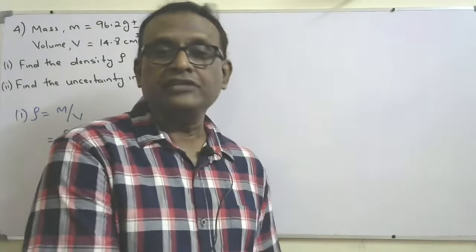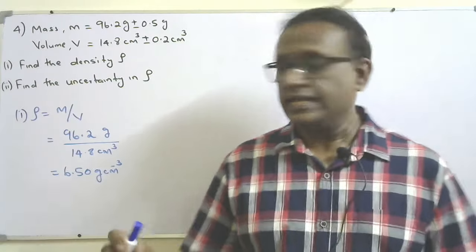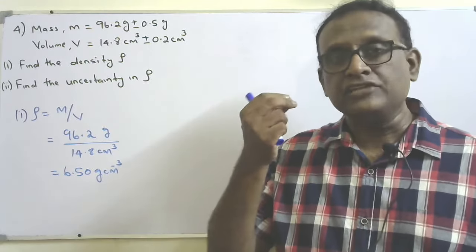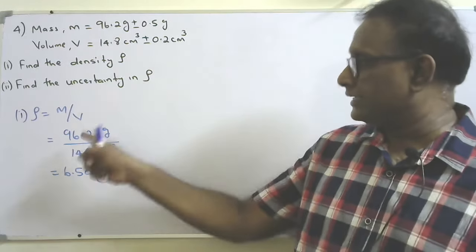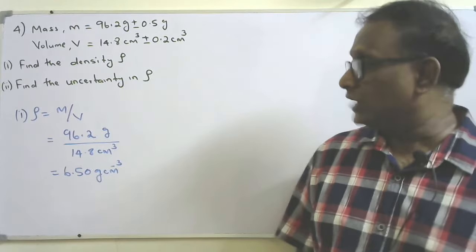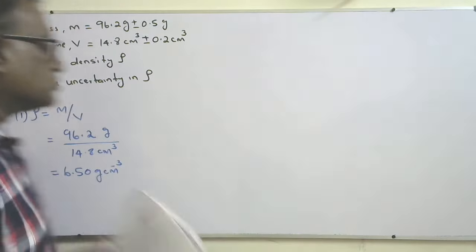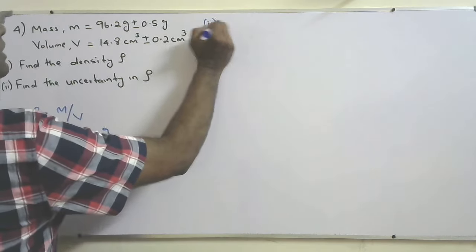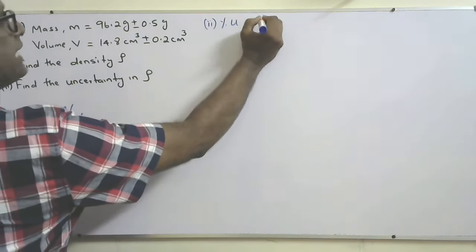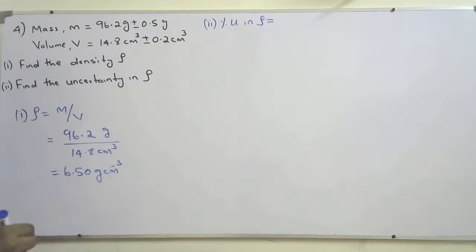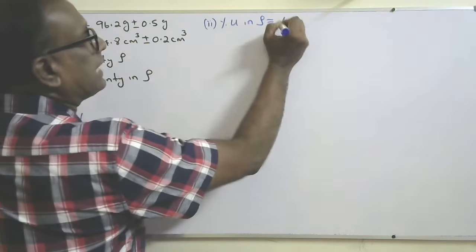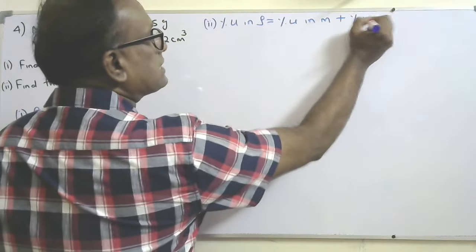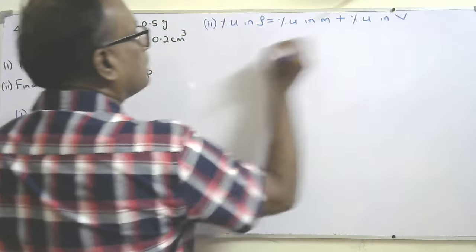Right, second part, I need to find the uncertainty in the density, but I can't find the uncertainty directly. First, I need to find the percentage uncertainty because the quantities are divided by each other. So how to find the percentage uncertainty? Second part: percentage uncertainty in density will be equal to, since we are dividing, percentage uncertainty in mass plus percentage uncertainty in volume.